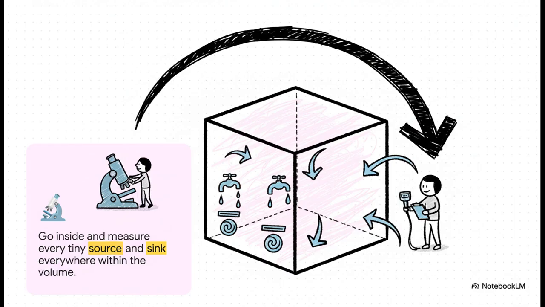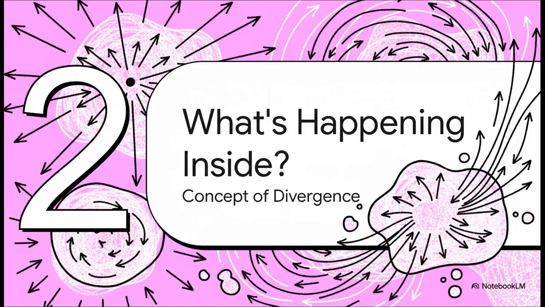The second option, the outside method, is totally different. You just stand outside the box and measure the total net flow of water that's actually crossing the walls. So the big question is, how on earth could these two radically different methods give you the exact same answer? Let's start by digging into that inside method.